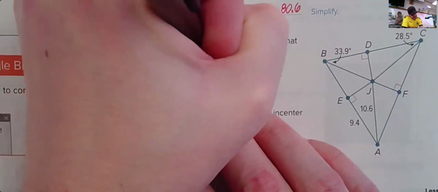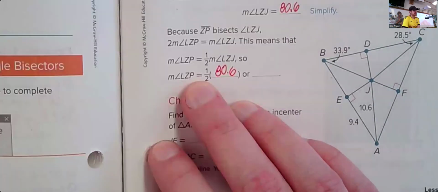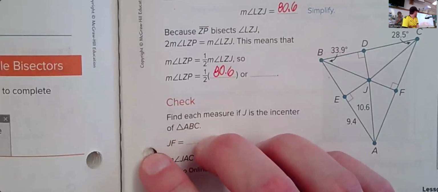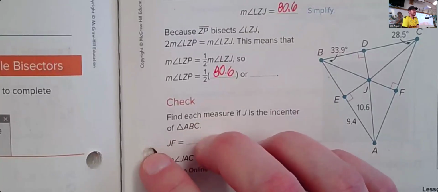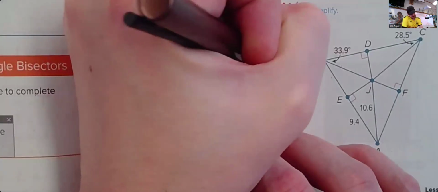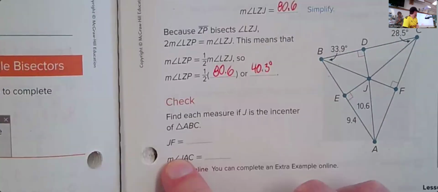So LZP is half of 80.6. Again, this is the long way of doing this. There's a much shorter way of doing it that we'll look at in a second. What's half of 80.6? 40.3 degrees. Nice. So the answer is 40.3 degrees.